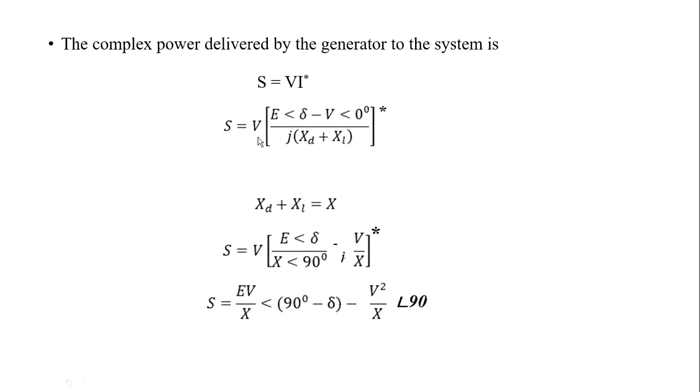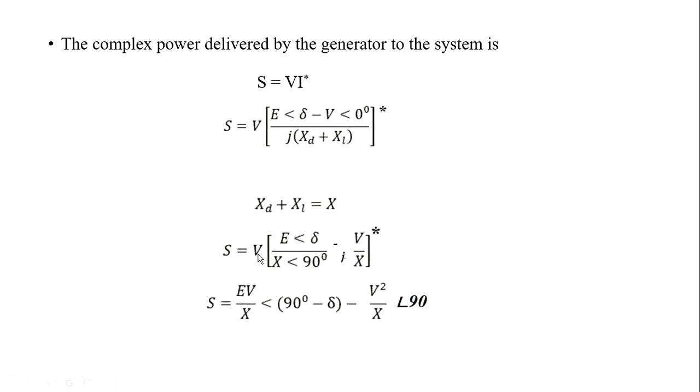So, complex power S equals V into I, where I is E angle delta minus V angle 0 divided by j(XD plus X1), conjugate. Here we are taking XD plus X1 as X. So S equals V into E angle delta divided by X angle 90, since jX is X angle 90, minus V divided by jX, conjugate.